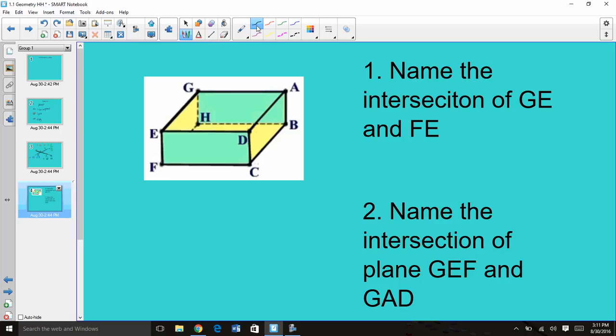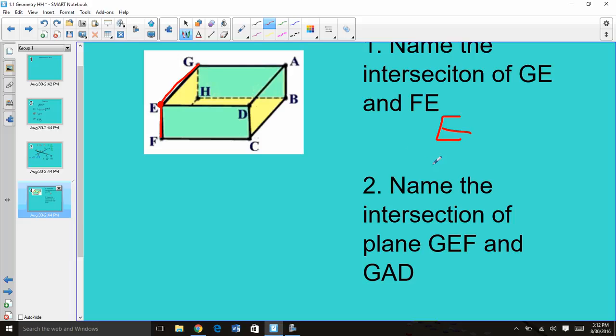So GE, let's find it. I like to highlight things. So we have GE here, and FE here. And it's asking, what is the intersection? Well, I just highlighted this. Where do these 2 lines meet? Well, GE and FE have a point in common, so they meet at that point, and that point is E. So points, remember, are just labeled like that. Nothing above it.